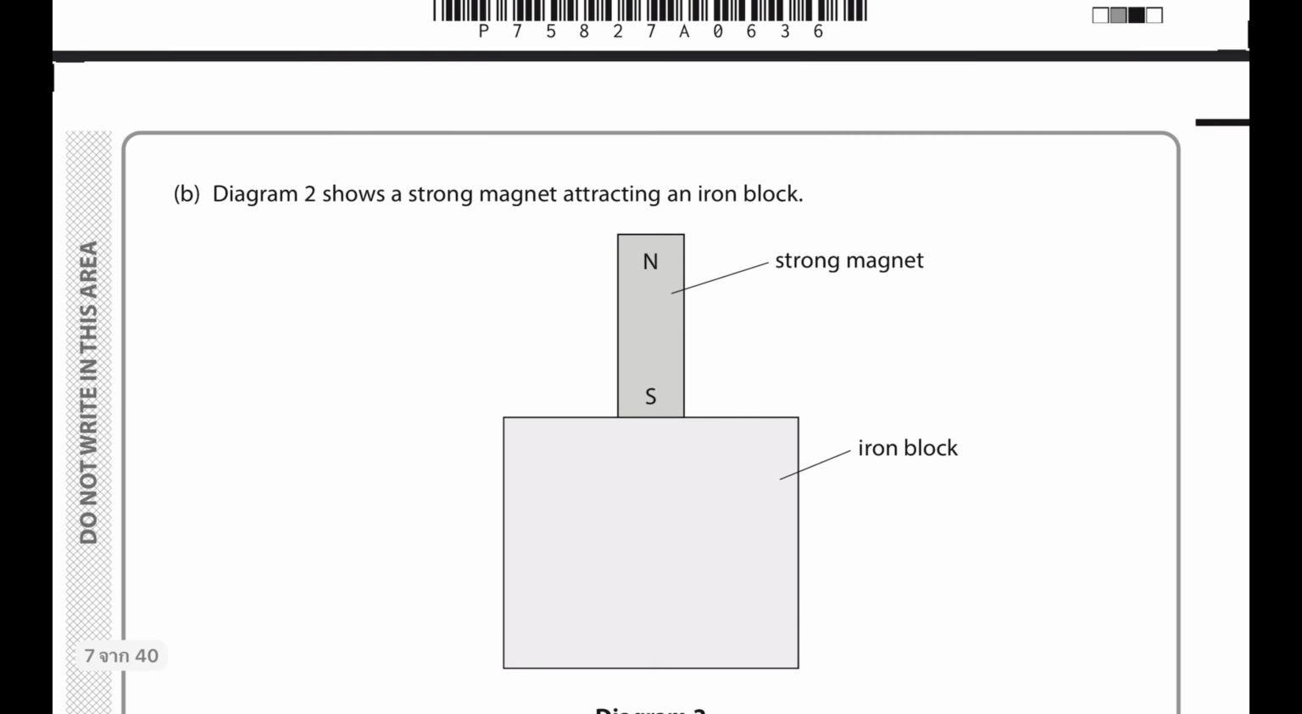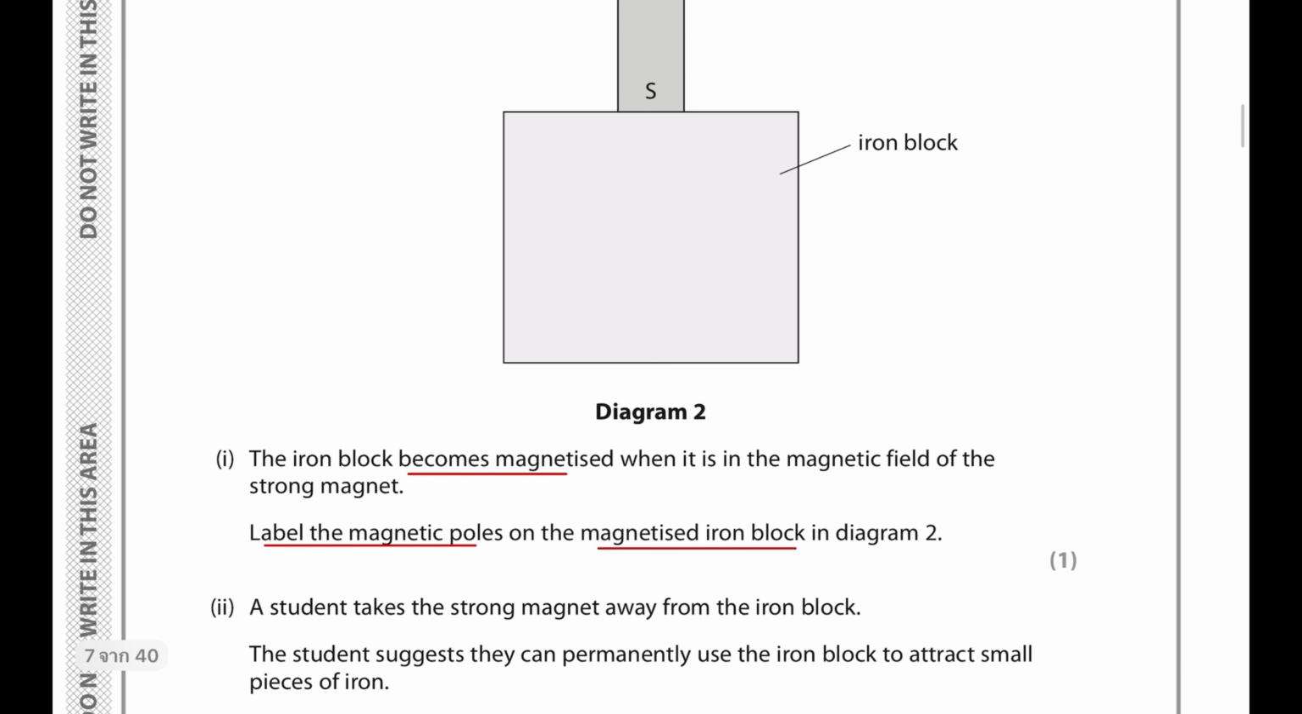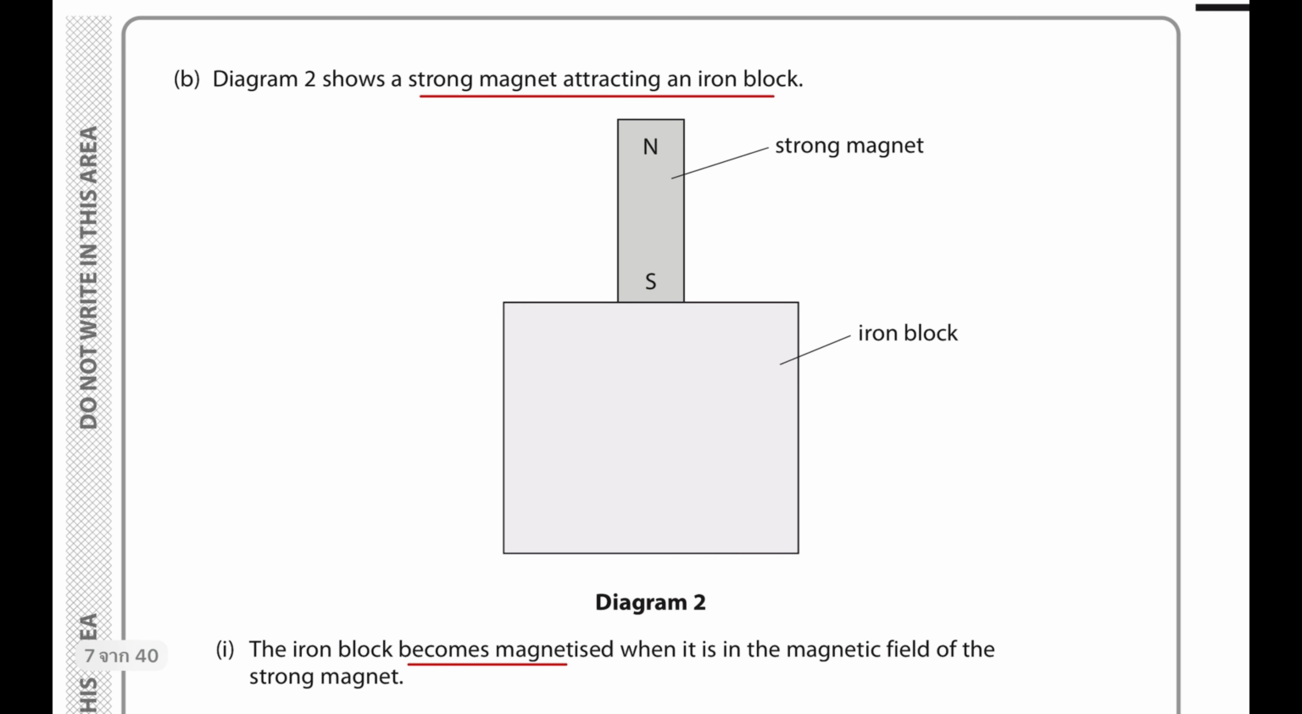Question B. Diagram 2 shows a strong magnet attracting an iron block. The iron block becomes magnetized when it is in the magnetic field of the strong magnet. Label the magnetic poles on the magnetized iron block in diagram 2. So this one will be a north pole and this one will be a south pole.